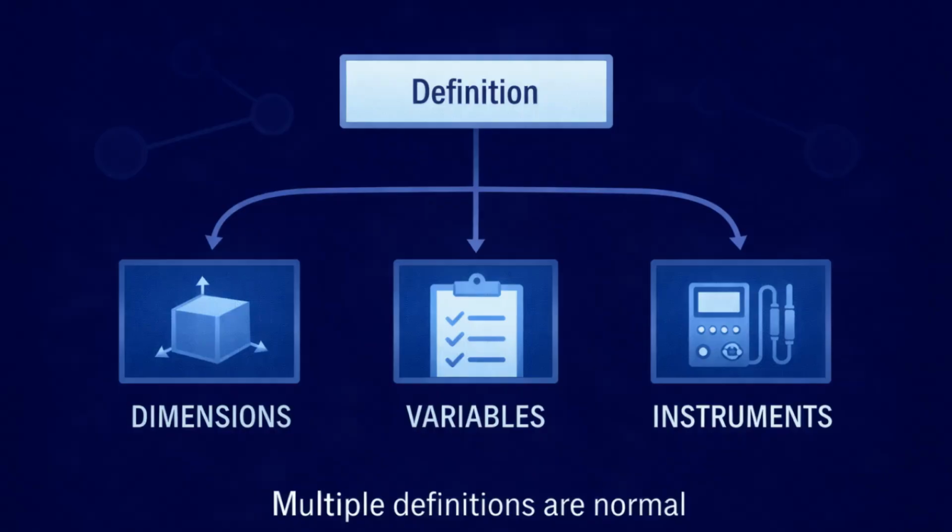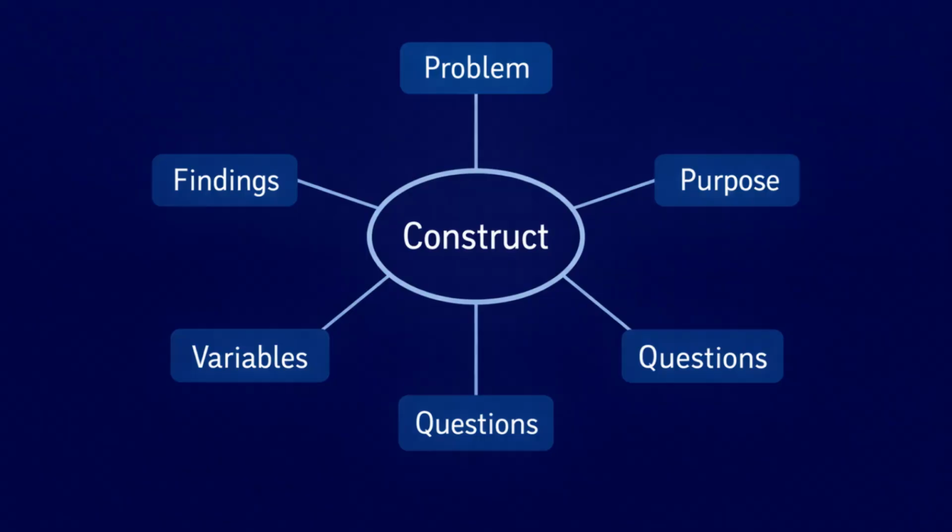The definition you select determines what counts as evidence, which dimensions you identify, which variables make sense, and which instruments are appropriate. Once you choose a definition, that meaning must remain consistent across the entire study. The construct should mean the same thing in the problem statement, the purpose, the research questions, the variables, and the interpretation of findings. Mixing definitions, even unintentionally, is one of the most common sources of misalignment.